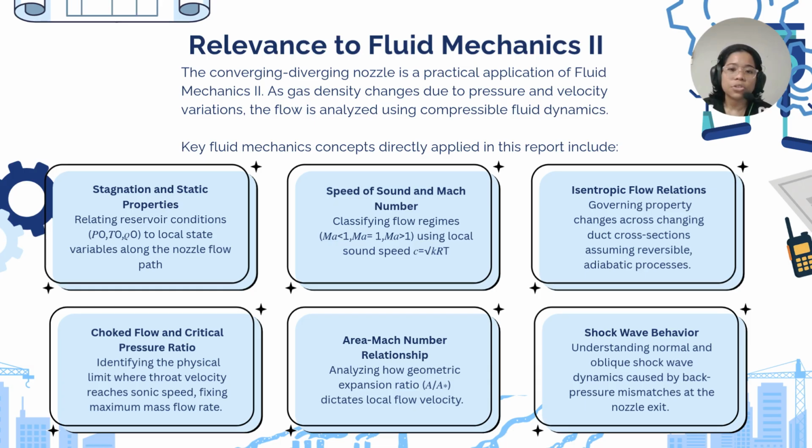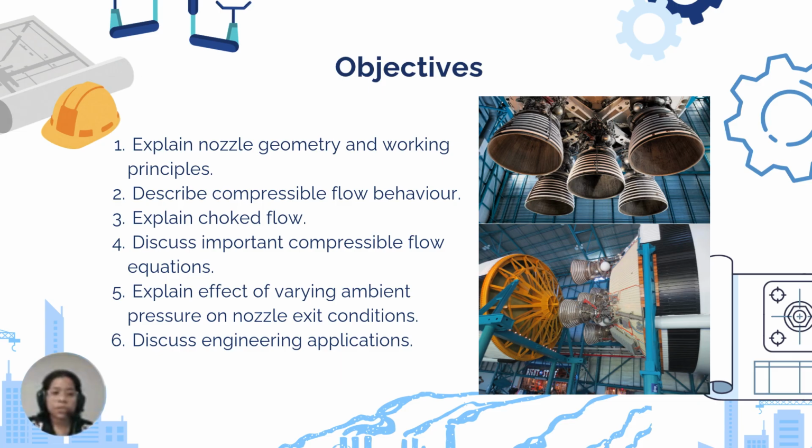The last one is shock wave behavior, understanding normal and oblique shock wave dynamics caused by back pressure mismatches at the nozzle exit. That is the objective. The first one is to explain nozzle geometry and working principles. The second one is to describe compressible flow behavior. The third is to explain choke flow. The fourth one is to discuss important compressible flow equations. The next is to explain the effect of varying ambient pressure on nozzle condition. The last one is to discuss engineering applications.